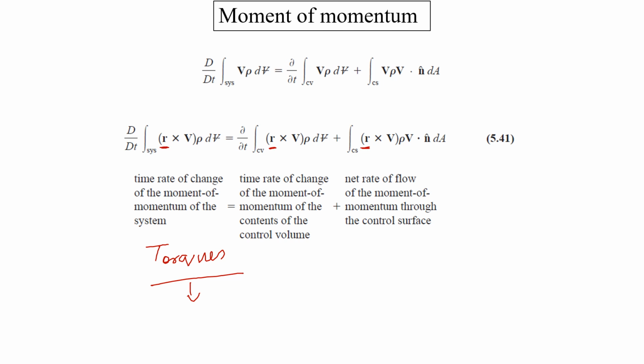So this is what torque is used for, and this equation right here represents the time rate of change of the moment of momentum of the system, the total change with respect to time, and that is equal to the time rate of change of moment of momentum of the contents of the control volume plus the net rate of flow of moment of momentum through the control surfaces. So this equation was used to find torques in the case of pumps and turbines.